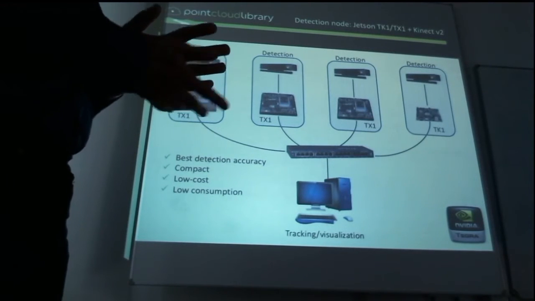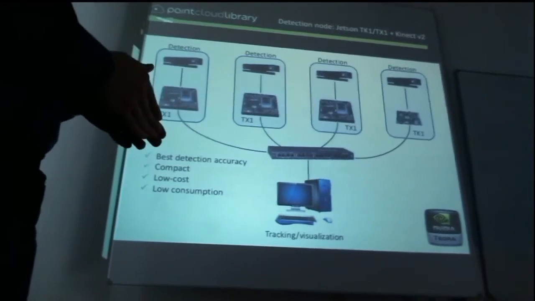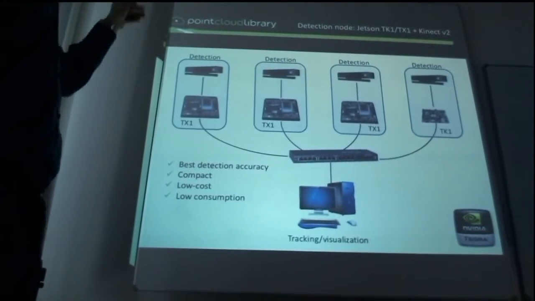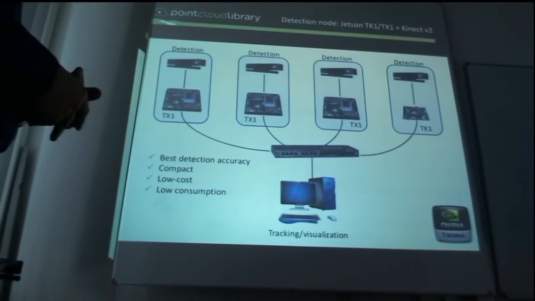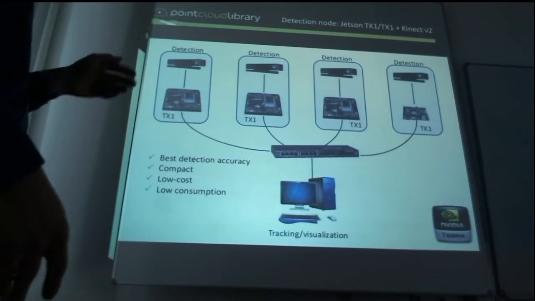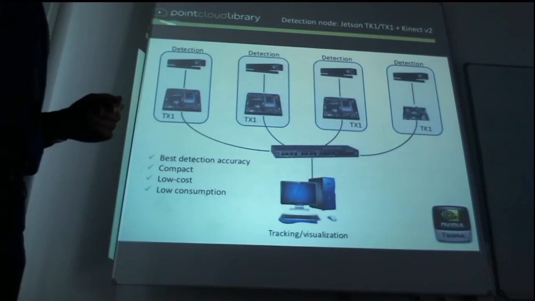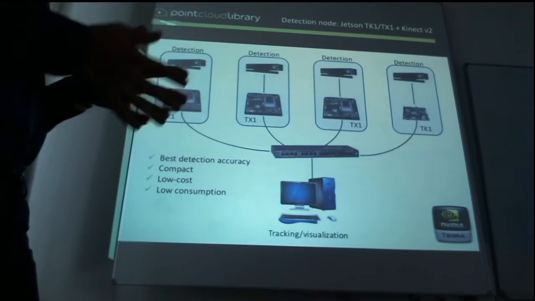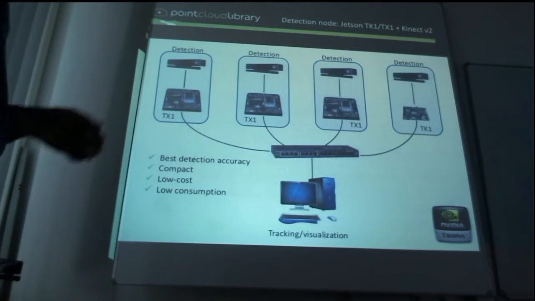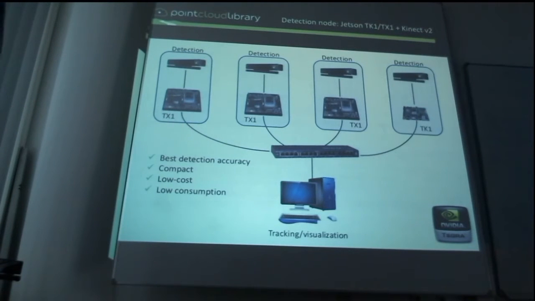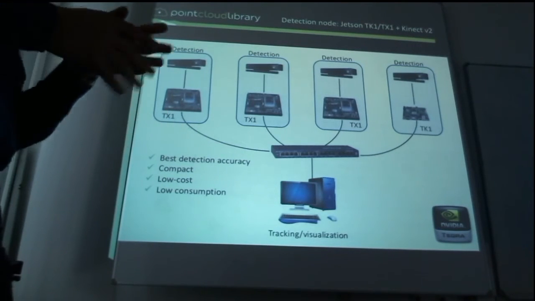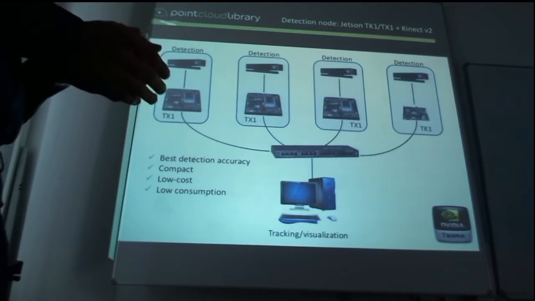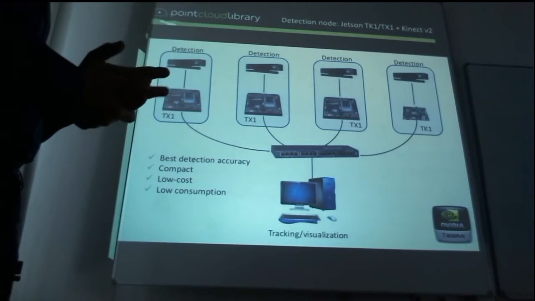So we showcased at the GPU Technology Conference OpenPTrack working with, as detection nodes, this tractor. So a Kinect-2 attached to Jetsons, NVIDIA Jetsons. It works with both TK1 and TX1. The difference is the frame rate. With the TK1, the frame rate of full detection is about 15 frames per second, while it is about 25 with the TX1. But these nodes are compact, so they can be installed easily. They are low cost and low power consumption, so they are ideal detection nodes for building large networks.